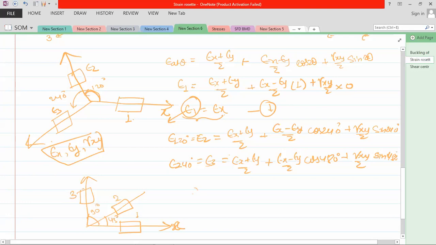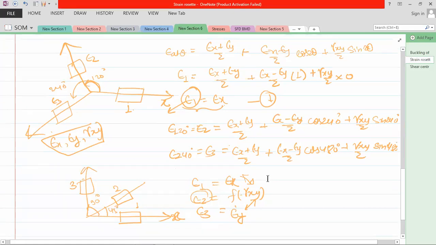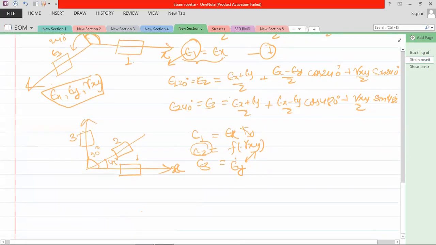So simply you can also write for E1, E2, E3. For E1 you will directly get epsilon x. For E3, you will directly get epsilon y, and from E2, you can get some function of gamma xy. So you can obtain gamma xy from E2. So you are getting the three things directly from the equations. Now, knowing the values, you can draw the Mohr circle.